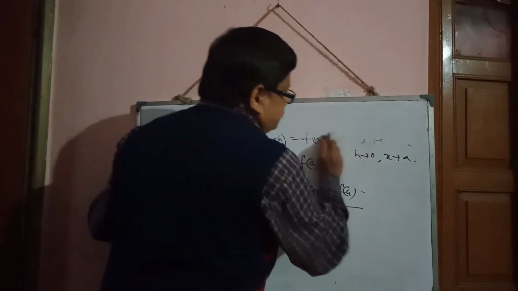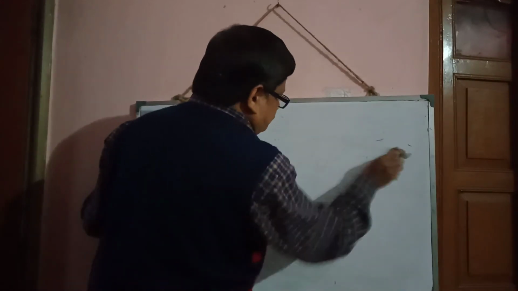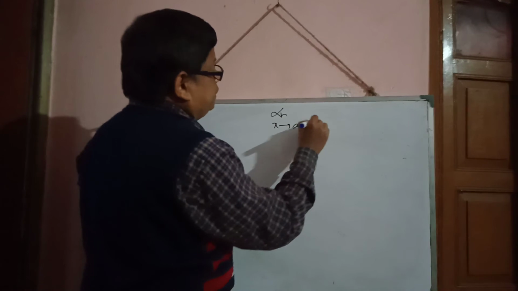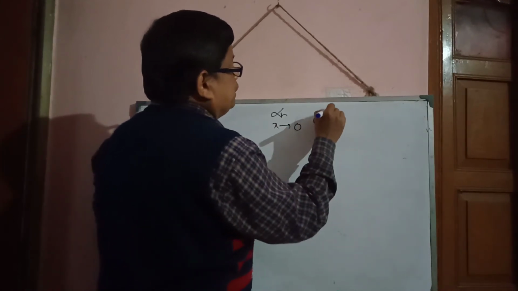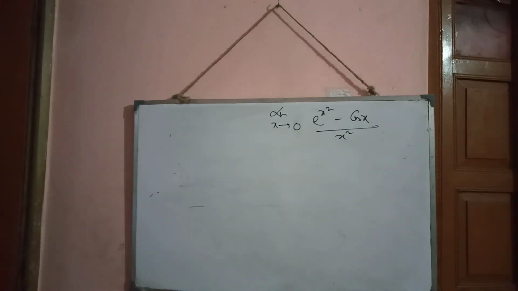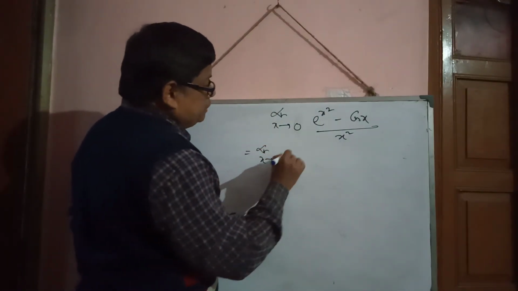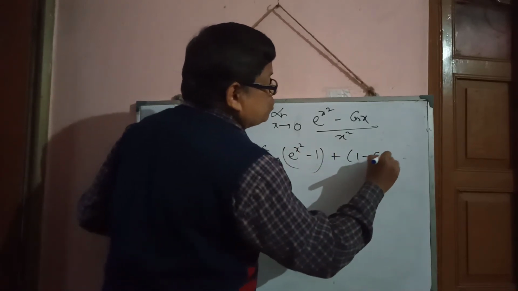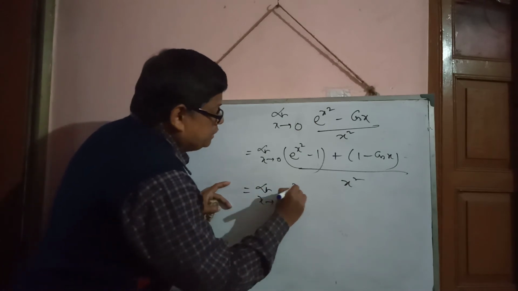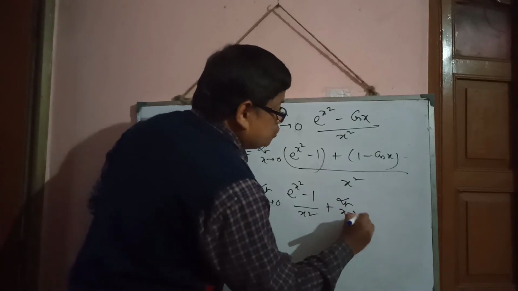Okay, now suppose limit x tends to 0 of (e to the power x square minus cos x) by x square. How to solve? Do it now. Limit x tends to 0 of e to the power x square minus 1 plus 1 minus cos x, by x square. Taking minus 1 here, plus 1, both cancel. So you have to separate: limit x tends to 0 of (e to the power x square minus 1) by x square plus limit x tends to 0 of (1 minus cos x) by x square.